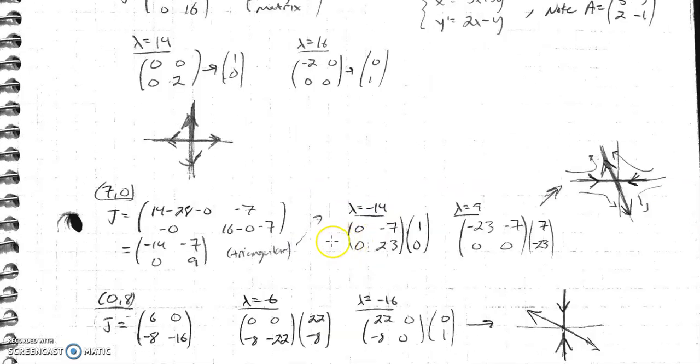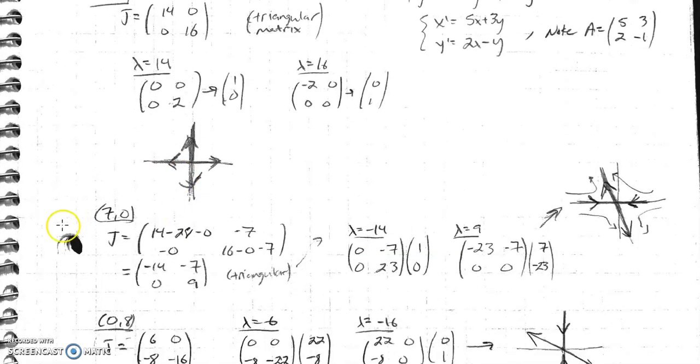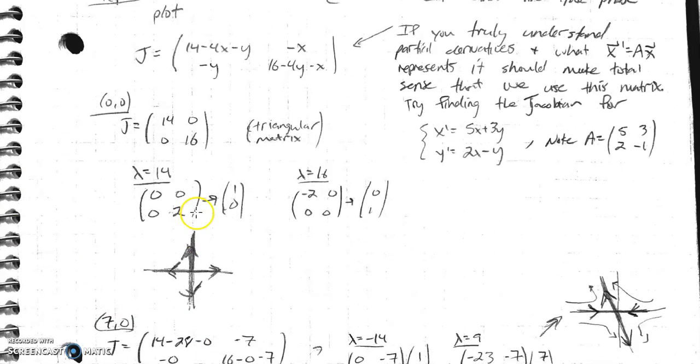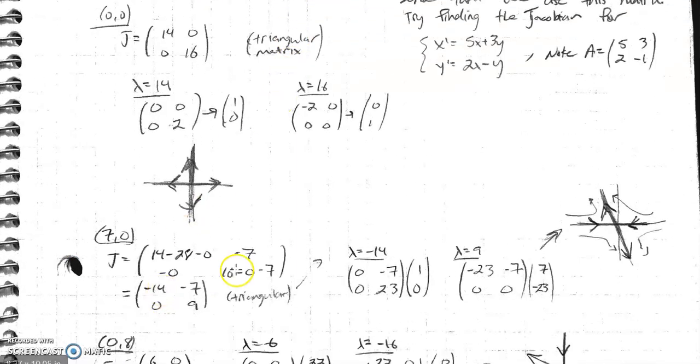So next one, 7, 0. That's one of my other critical values. I showed some of the math here for plugging that in. Here is the Jacobian, and I'm plugging x equals 7 and y equals 0 in. So really this guy's 0, that guy's -7, and I have to evaluate these two pieces. You can see me plugging them in there. I get -14, -7, 0, 9. Hey, look at that, it's triangular again. So the eigenvalues are again the entries on the diagonal, and I don't have to do that work.